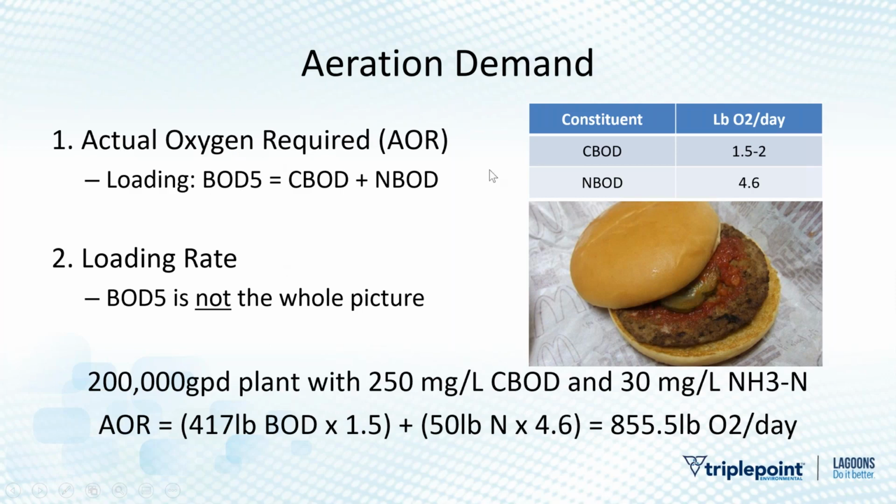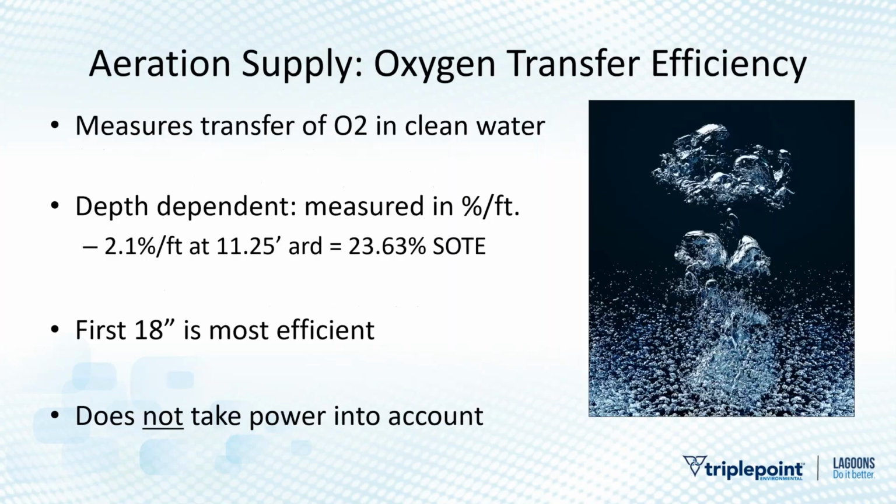So from an AOR standpoint, let's take an example. Let's say you have a lagoon, 200,000 gallons per day with 250 milligrams per liter of CBOD and 30 milligrams per liter of NH3N or ammonia. So this would produce an AOR of about 855 pounds per day. And as you can see, it's 50 pounds of ammonia times 4.6, because that's the loading rate for ammonia, and 417 pounds of BOD times 1.5, which is the loading rate for BOD, for a net of 855 pounds of oxygen per day. That's the demand that this lagoon wants, and we have to find a way to deliver that.